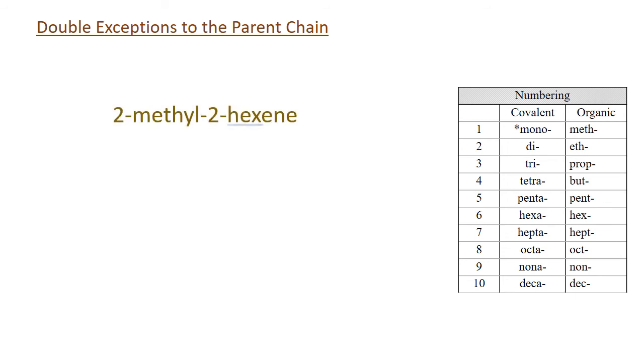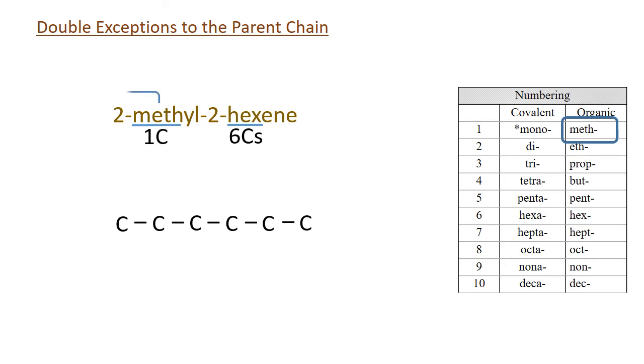2-methyl-2-hexene. Hex means 6, so I've got 6 carbons. So I will draw 6 carbons. And then I've got meth, which means 1 carbon, and that is a 1-carbon chain that goes on the second carbon. So I'll number my carbons, and on the second carbon in, I will put a methyl group.